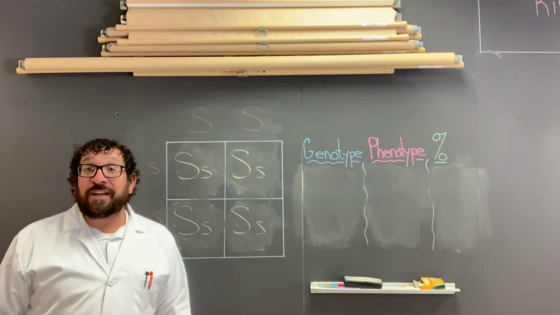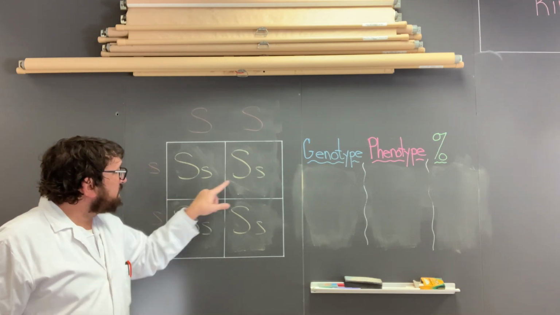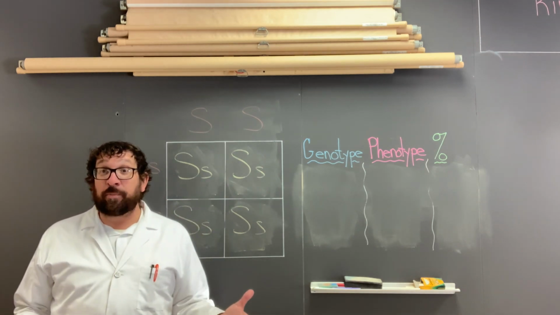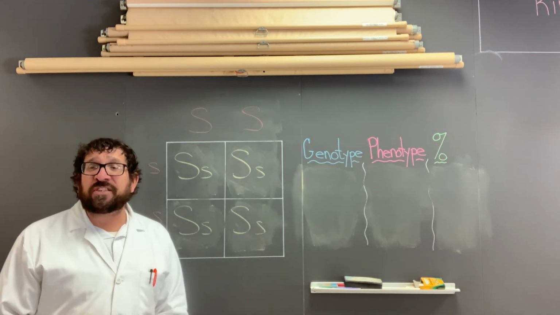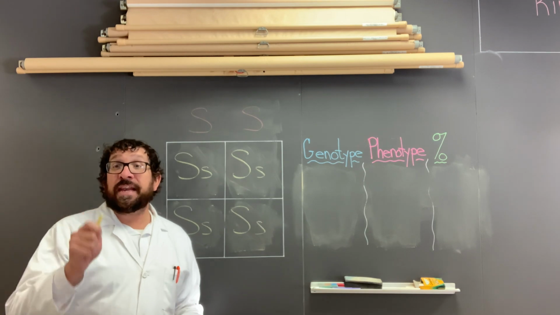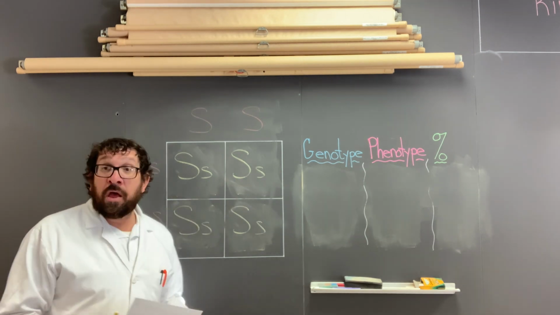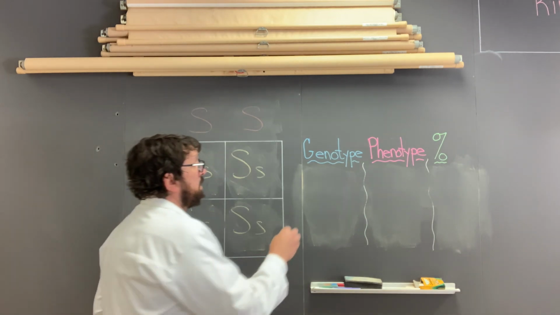All right, this is the cross you should have come up with. You ended up with capital S, small s in every single box. What is capital S, small s? Go ahead and name that for me. That is right. It is dominant heterozygous, and it happens in all 4 of our offspring.